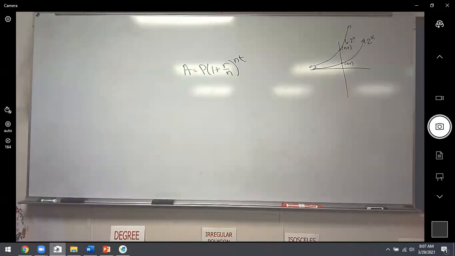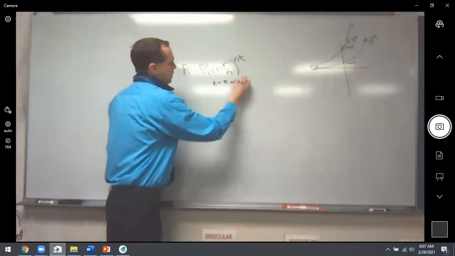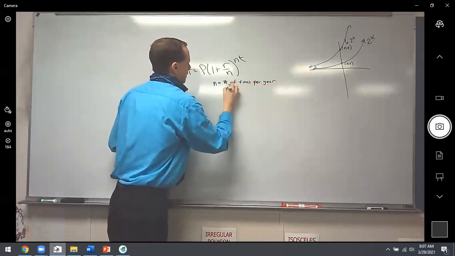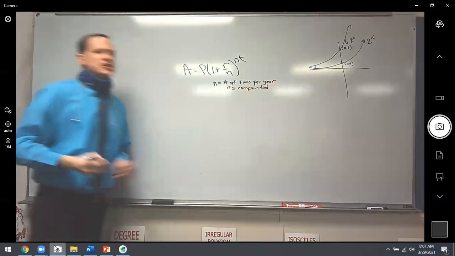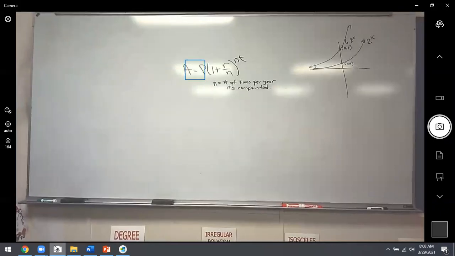So remember what this stuff means is if you have an interest rate and you don't want to give it to them just once a year, maybe you break it into 12 parts and give it 12 times a year or something like that, or break it into 365 parts. So n is the number of times per year it's compounded. So if somebody says something was compounded monthly, what would n be? 12. Exactly. Something was compounded daily, it'd be 365, right? It's compounded annually, then n would be boring, it'd be 1.